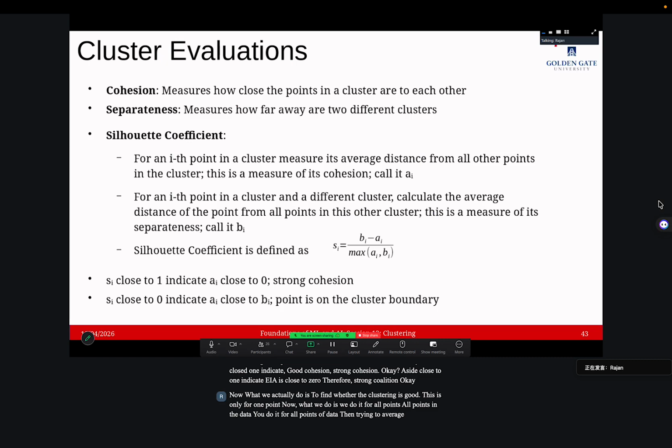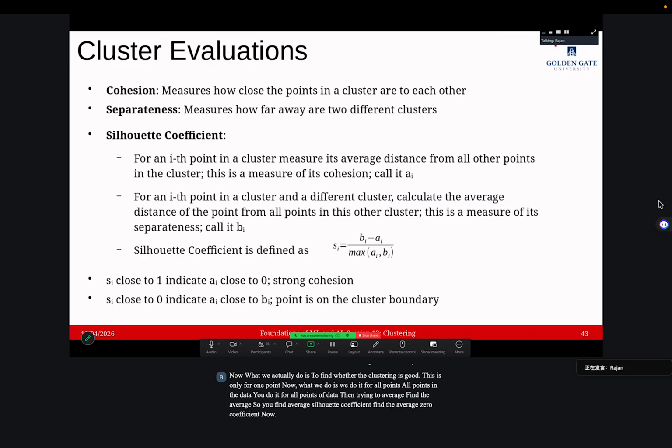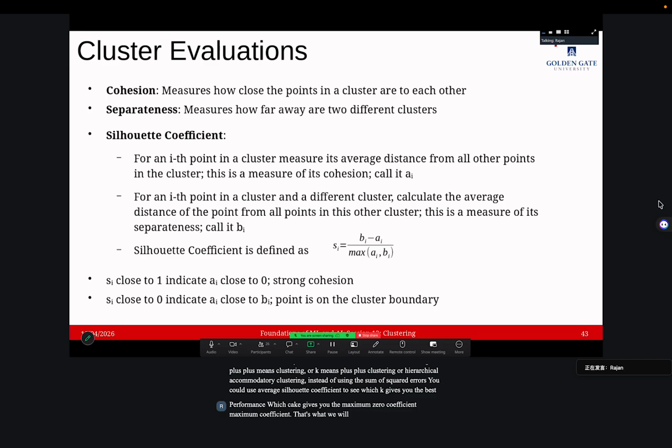Find the average silhouette coefficient. Now what you can do in situations like K-means clustering, K-means++ clustering, or hierarchical agglomerative clustering, instead of using the sum of squared errors, you could use the average silhouette coefficient to see which K gives you the best performance, which K gives you the maximum silhouette coefficient. That's what we will use as our best K.